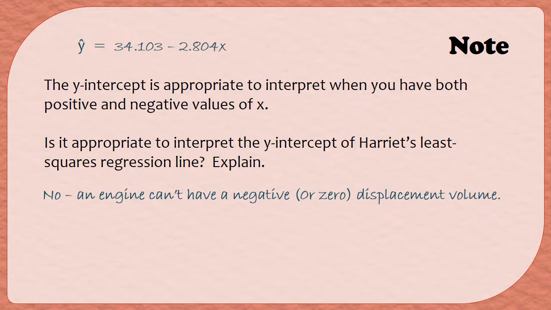It might also make sense, for instance, if x is representing sea level, right? So you could be a certain number of feet above sea level or a certain number of feet below sea level. And that might change, I don't know, atmospheric pressure, say. So in that instance as well, the y-intercept would be appropriate to interpret because the x values could take on positive or negative or 0 values.